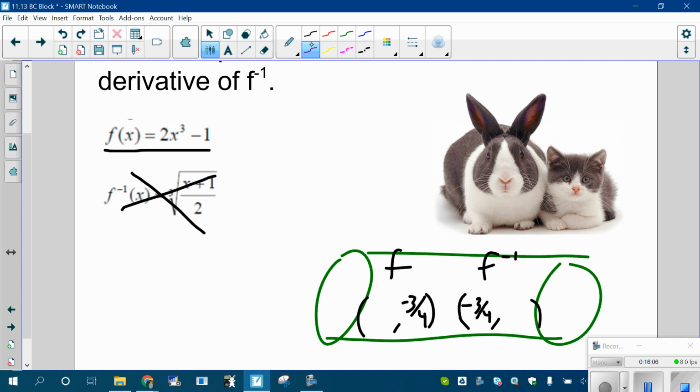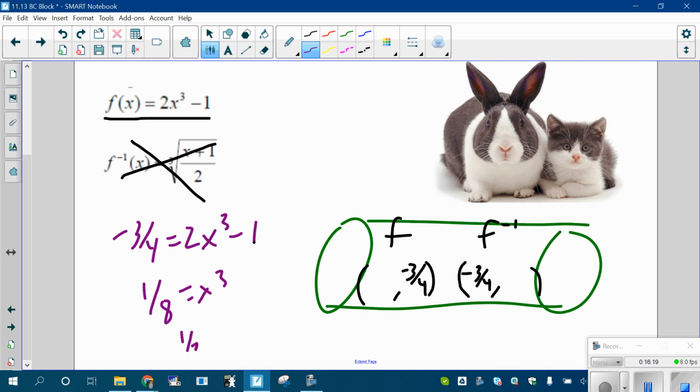I'm just going to do that with the original function. So I'm going to say, hey, if I have a y value of negative 3/4 on f of x, let me find the x value that goes with that. So I'm going to add the 1 over, divide by 2, just do some algebra here, cube root both sides, and I'm going to get a half. So what that tells me is an x value of 1/2 on the original gives me a y value of negative 3/4. So an x value of negative 3/4 on the inverse gives out a y value of 1/2.